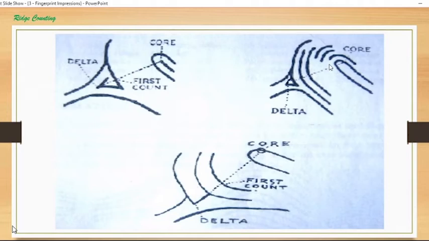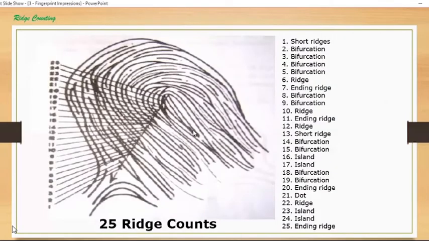So ito yung core, ito yung delta, ito yung mga intervening ridges. Like this is the delta, diba? And this is the core. Bakit ito ang delta? Bakit hindi ito? Kasi that is the nearest to the core. So ito yung kanyang first count. Okay? Parang ganito. Yan, diba?